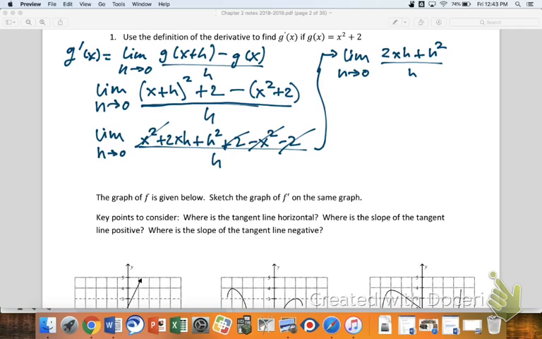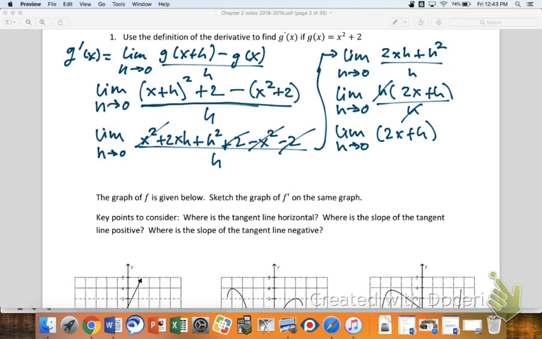Factor out an h. That's right. So if I factor out an h, I end up with h parentheses 2x plus h all over h. And this, of course, is the key step, because now you can just divide out or cancel out those h's, this one here and this one here, leaving us with the limit as h goes towards 0 of 2x plus h, and that would equal 2x.